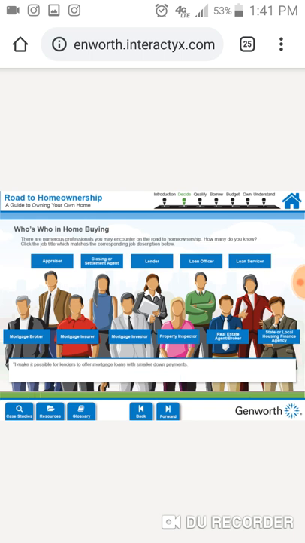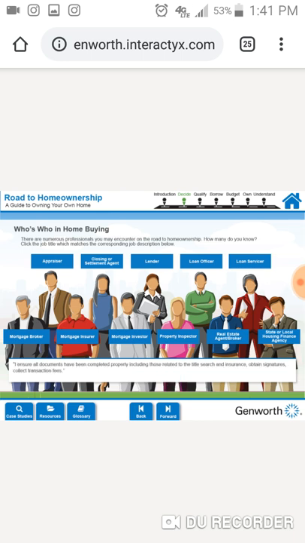Proceed. I make it possible for lenders to offer mortgage loans with smaller down payments. Let's say mortgage insurer. Correct. I help you identify potential problems with the home before you purchase. This is important. Property inspector. Correct.